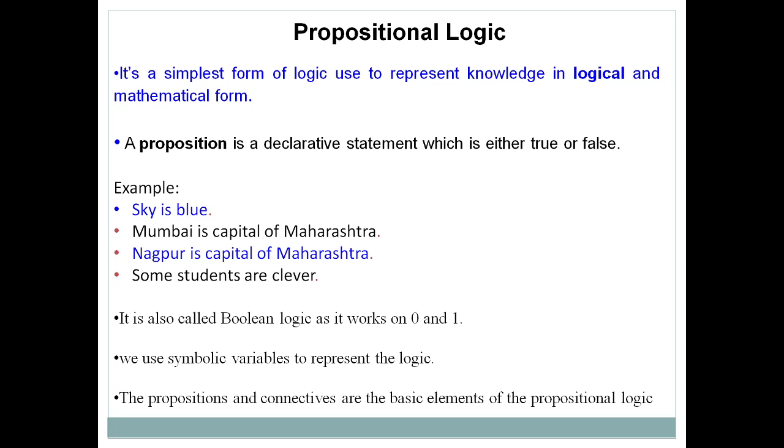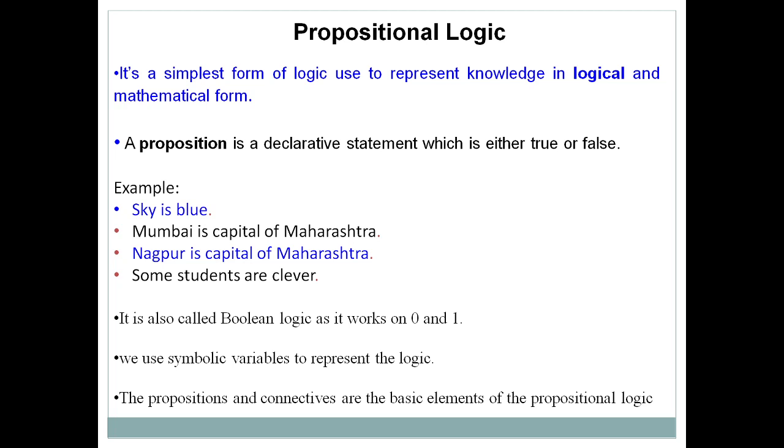We have just taken an example. Propositional logic is also called Boolean logic, and it works on 0 and 1, because we have seen that it has only the values true or false, not both or anything in between. That's why it makes use of Boolean logic.